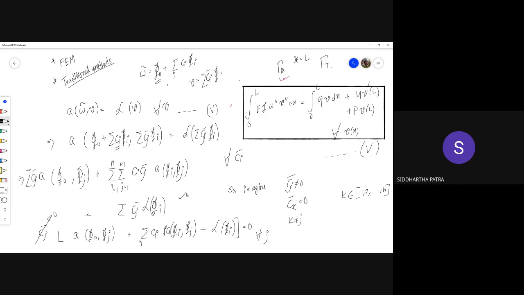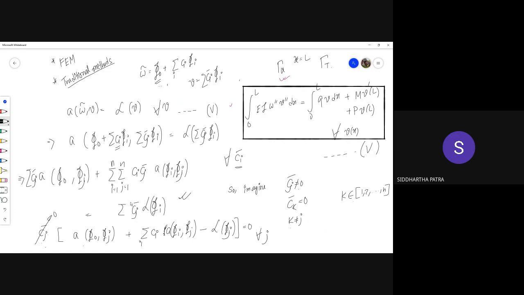Because this equation has to be true for any arbitrary set of CI bars. So we can imagine a situation where only one of the CJs is non-zero and the rest of the CKs, where K not equal J, are all zeros. So I'm only taking out the coefficients, or whatever is multiplied to CJ bar. So this term within the square bracket, and each of those terms in the square bracket for different j's, should be equal to zero. That is the only way.